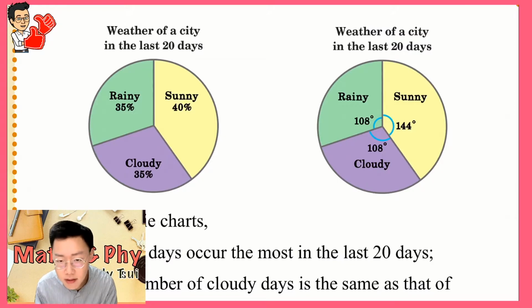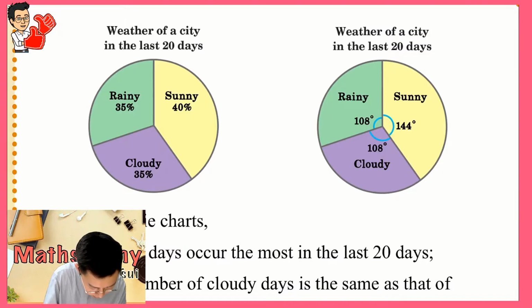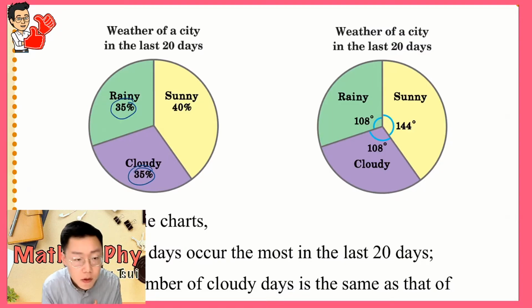And for the right hand side, sunny days equal 144 degrees. It is also the highest degree in this pie chart. So we can say that sunny days occur the most. Also here you can see 35% and 35%, so we can say that the rainy days and the cloudy days occurred the same number of times.